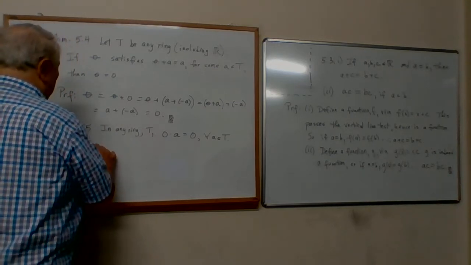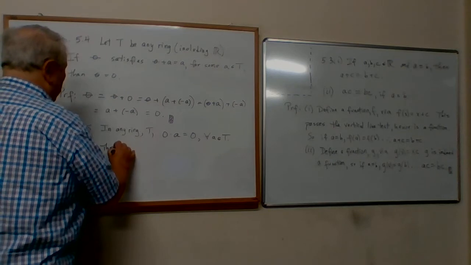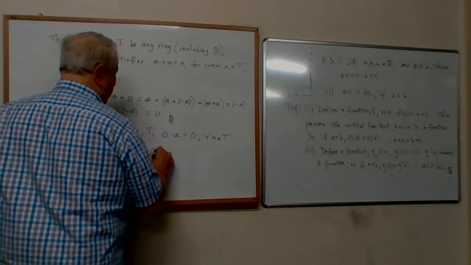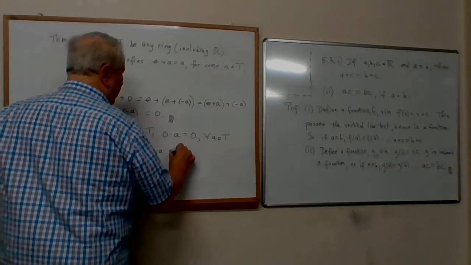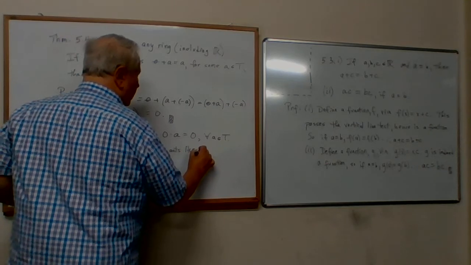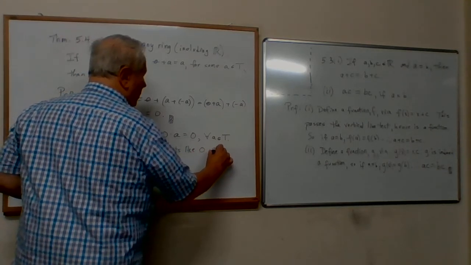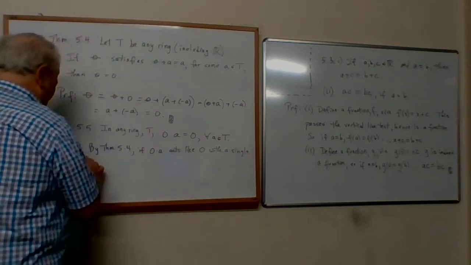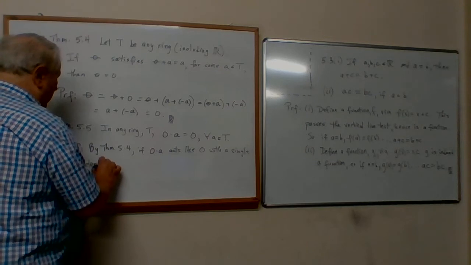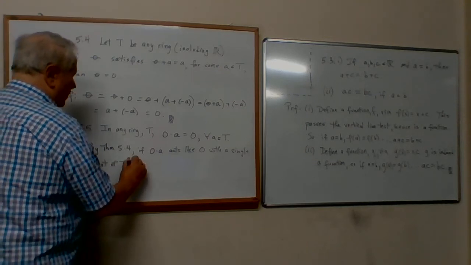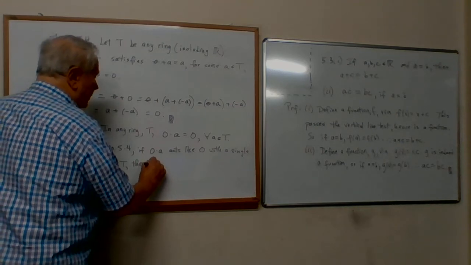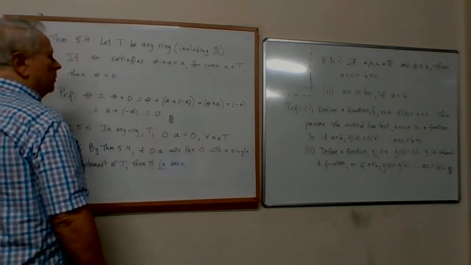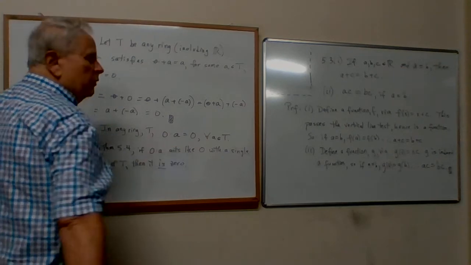So by theorem 5.4, if 0 times A acts like 0 with a single element of T, then it is 0. Well, what element am I going to pick? I'm going to pick itself.